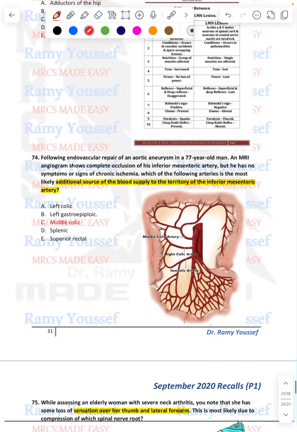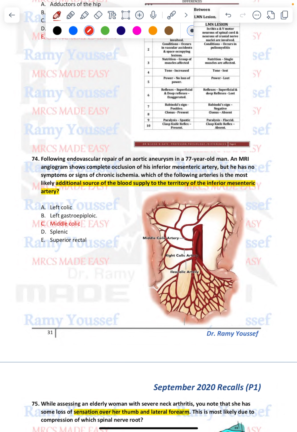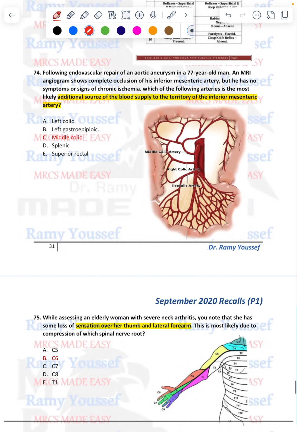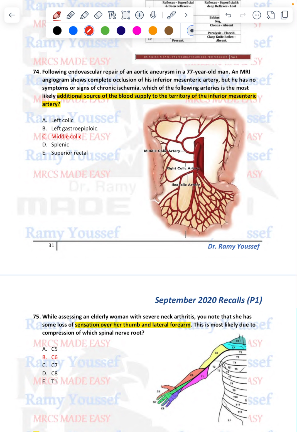An elderly woman has severe neck arthritis. You note she has some loss of sensation over her thumb and lateral forearm. Thumb is C6, for example, lateral forearm C5, C6, C7. It has to be C7 or C6. Thumb is C6. Index is C7 and little is C8. This is important. So C6.